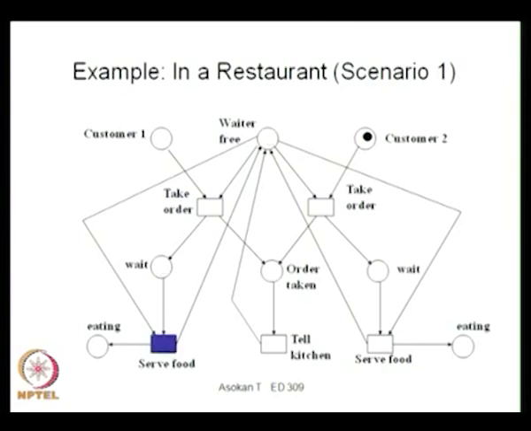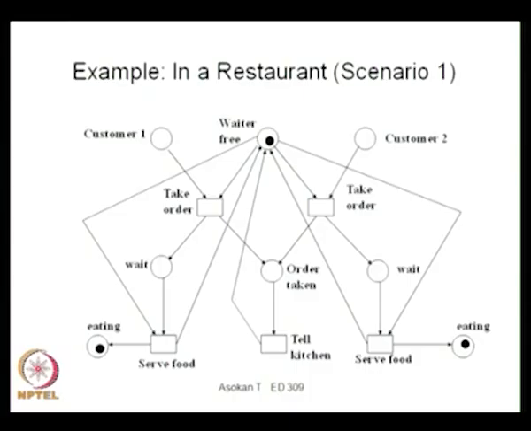Here in the first case it is actually serving food and the customer is eating, so the token is given there, and therefore the waiter is again free after the serving of food. So the waiter is free now, he can take the second order. He is taking the second order, customer 2, and you can see the tokens are moving here, order is taken and the customer is waiting, order is taken, and then tell the kitchen about the order. So this is activated, you get the transition, and then you get serve food, and the customer is eating and the waiter is free now.